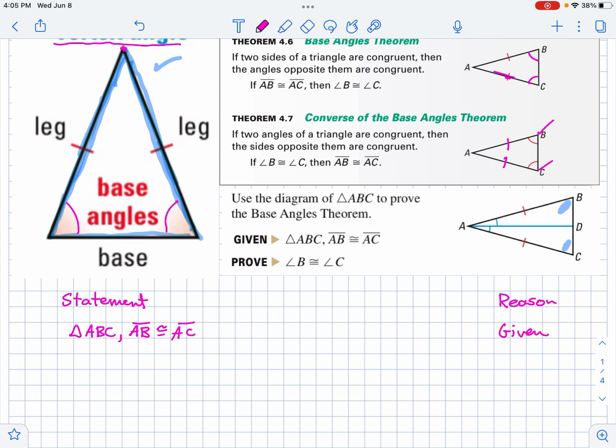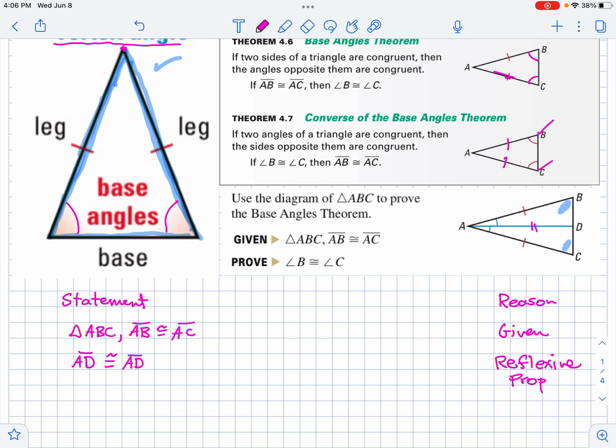Now we also know that AD is congruent to itself, right? Obviously, and that's the reflexive property. Whoops, I almost spelled it reflective. Reflexive. Okay, there we go. Okay, so now, let me just put that here.